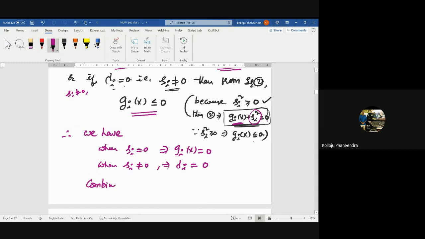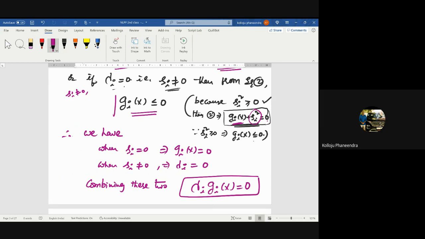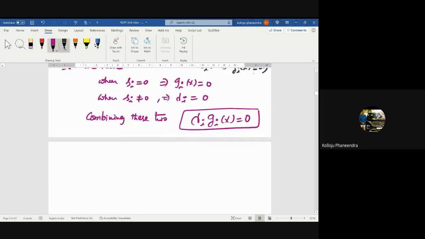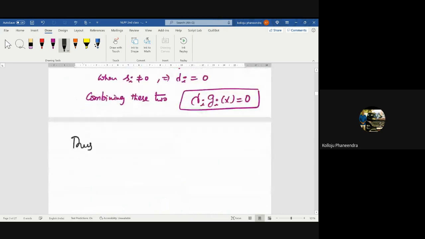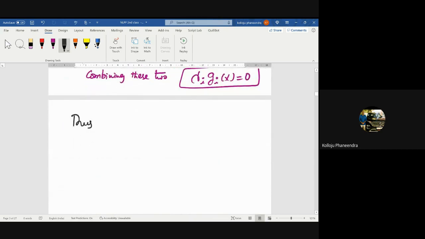Let us combine these two. What is the condition now? Lambda_i into g_i(x) equal to 0. This is one part, lambda_i g_i(x) equal to 0. This is another part. Hence, lastly, after simplifying, no need of this derivation, but you have to remember the following Kuhn-Tucker conditions. That is very important. Thus, the Kuhn-Tucker conditions.